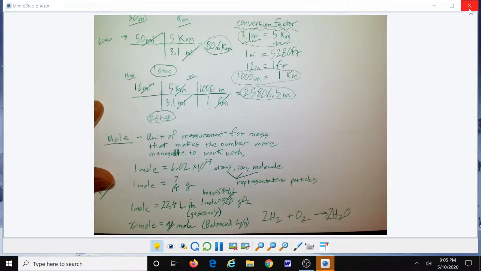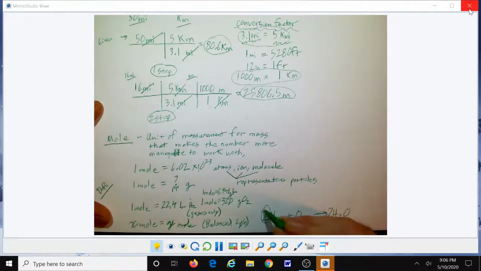So let's say we were going to convert from X mole, maybe hydrogen, and then Y mole would be oxygen. Well, you would use these coefficients that are in the front. There's nothing written here, so you assume that number is a 1. So basically this says 2 moles of hydrogen is equal to 1 mole of oxygen.